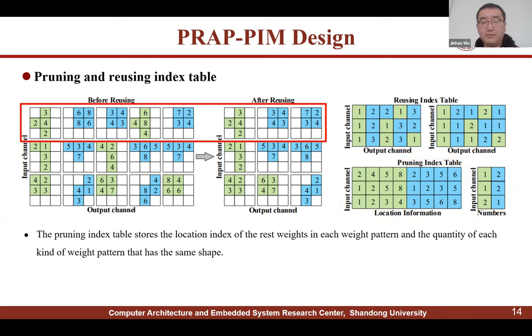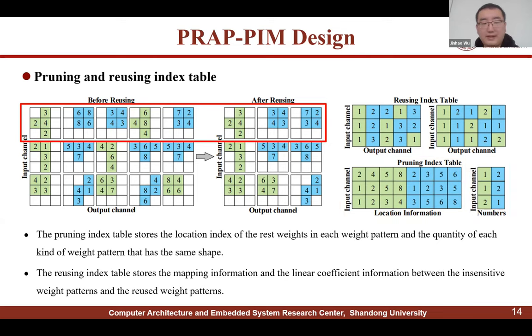The reusing index table also includes two subtables. The first subtable stores the map information between the insensitive weight patterns and the reused weight patterns. The second subtable stores the linear coefficient information between the insensitive weight patterns and the reused weight patterns.